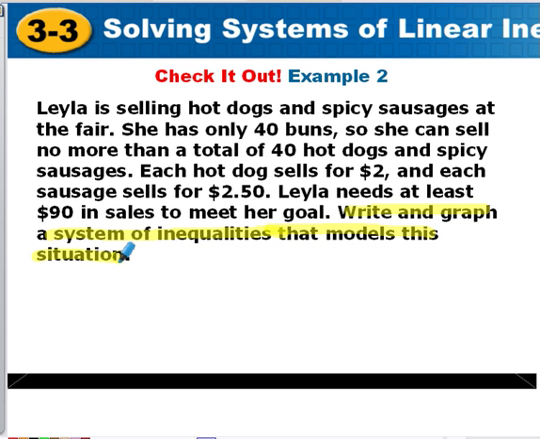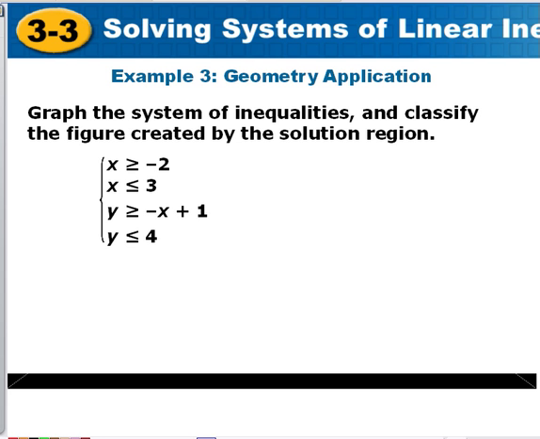This kind of brings us to our last topic, which is graphing more than two inequalities. So this says graph the system of inequalities and classify the figure created by the solution region. And we're going to look at our boundary lines first. So the boundary lines we want to draw are x equals -2, x equals 3, y equals -x plus 1, and y equals 4. So it's a lot of inequalities, but the lines that you have to graph are pretty simple.